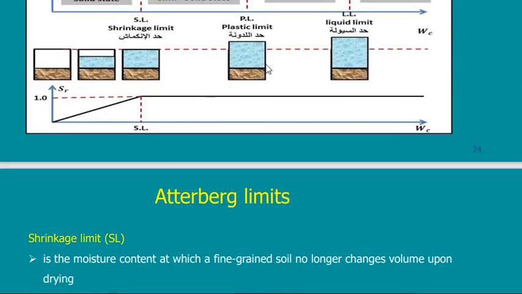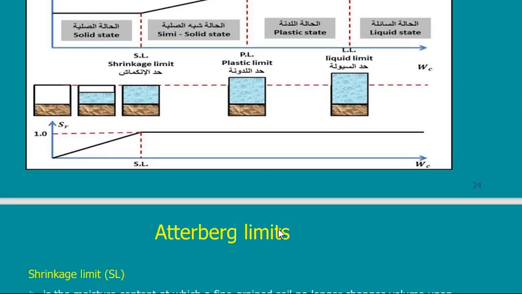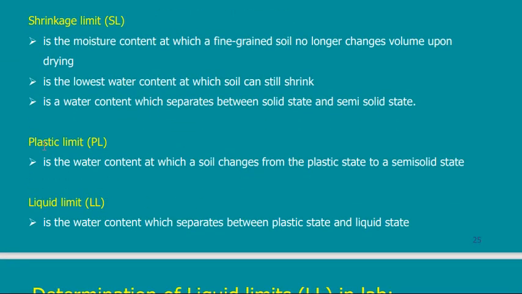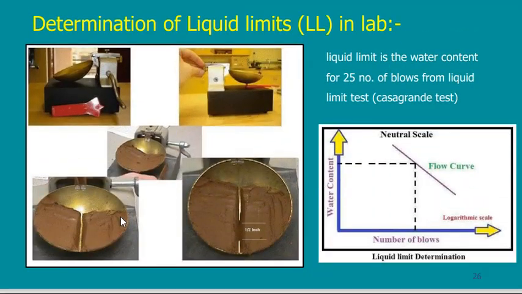These three limits are called the Atterberg limits, named after the person who proposed them. First, this is the shrinkage limit. This is the description that we have just said, and this is the plastic limit, and this is the liquid limit. How to do this in the lab? There are standard tests in the lab.